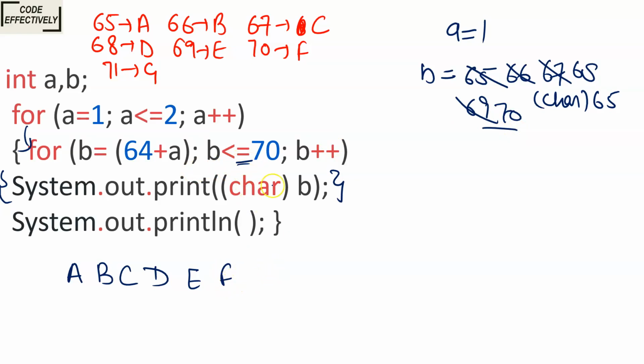After that the value of B will be 71. And as soon as 71 is reached, the condition gets false, and we will execute the statement System.out.println, and we will come to the next line. The cursor will come to the next line. Again, now the value of A is 1. It will be updated to 2. It will check 2 is less than or equal to 2.